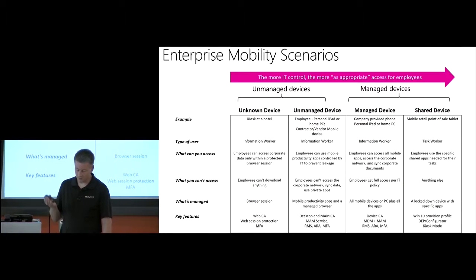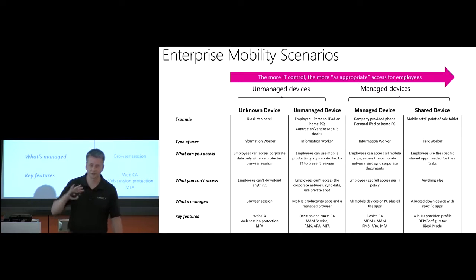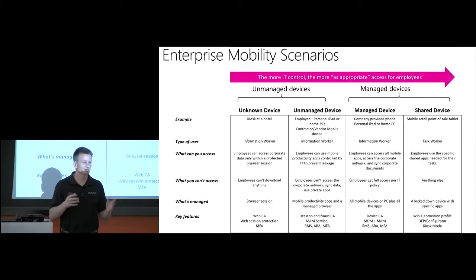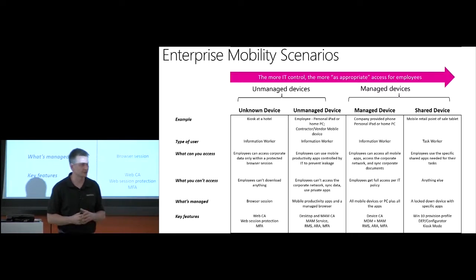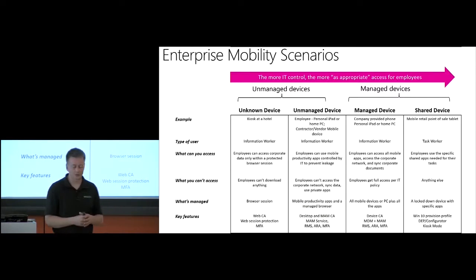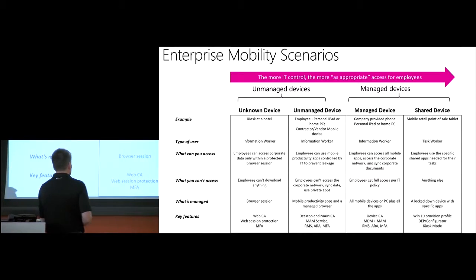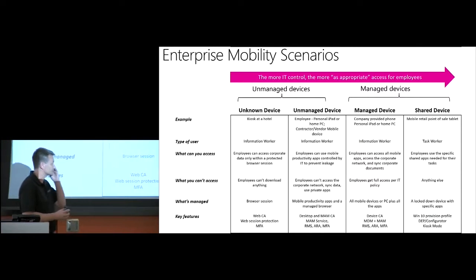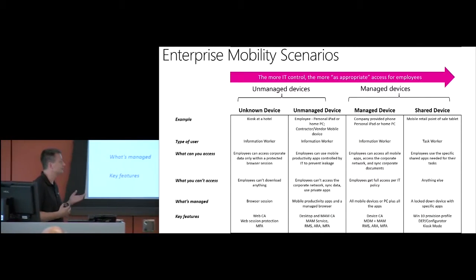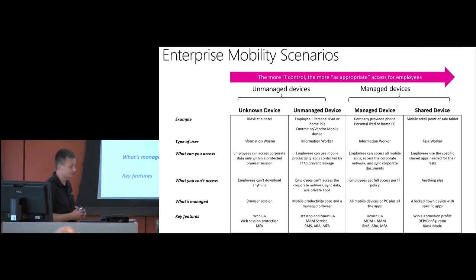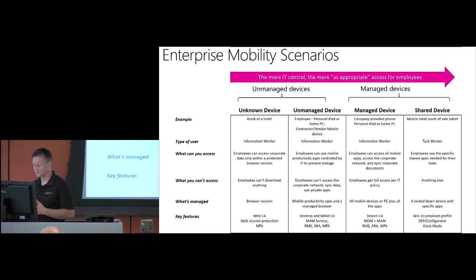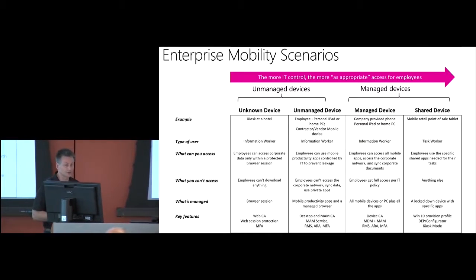So when we think about mobile devices, and I don't necessarily like the term mobile devices because all devices are pretty much mobile these days, whether they're a PC or whatnot, we've moved to this theory that there's essentially 4 different types of use cases for the device. First of all, there's the unknown device.